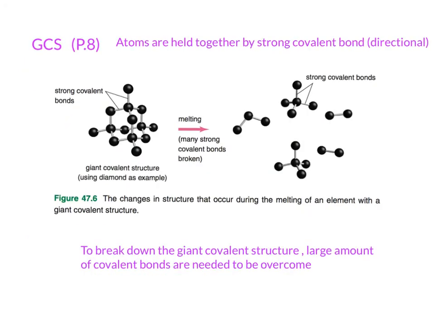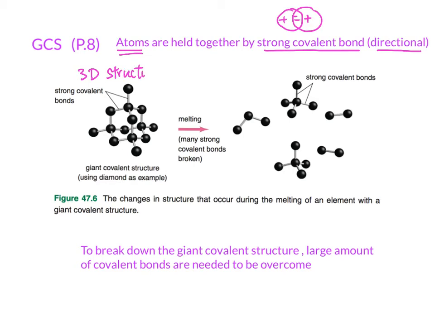So next, we're going to talk about the giant covalent structures. Recall that the strong covalent bond is a directional bond, because a covalent bond is about the nuclei and shared electrons. The strong covalent bonds hold the atoms together, and remember, this is a three-dimensional structure.